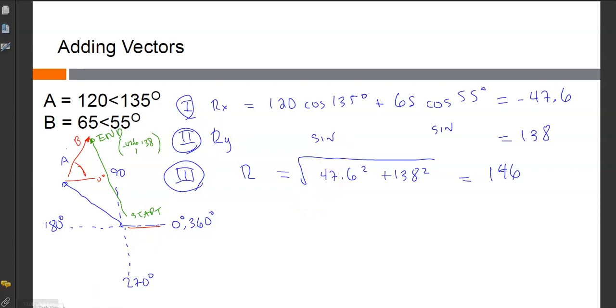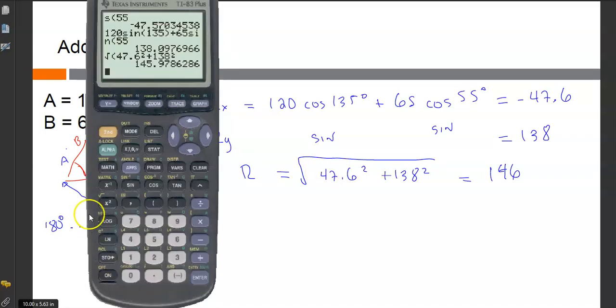Now, what happens if you really want to put it in? Well, if you do it like this and you just put in the negative 47.6 and square that and add 138 squared, you're going to get the wrong number. All right? And you can see why. That negative right there, the squared happens first, and then it makes it negative. And I don't get 145, I get 129. I get the wrong number.